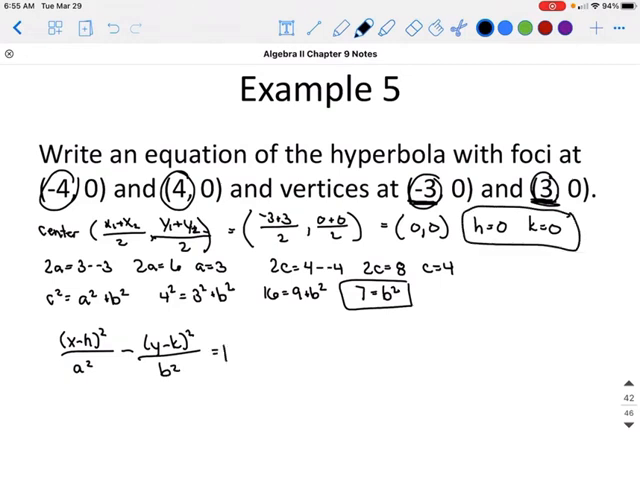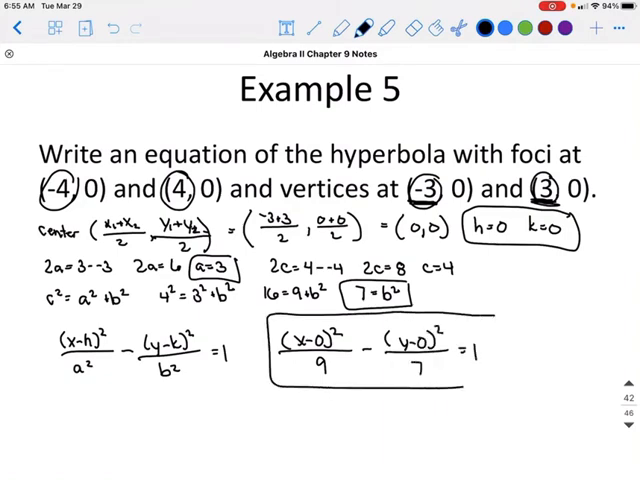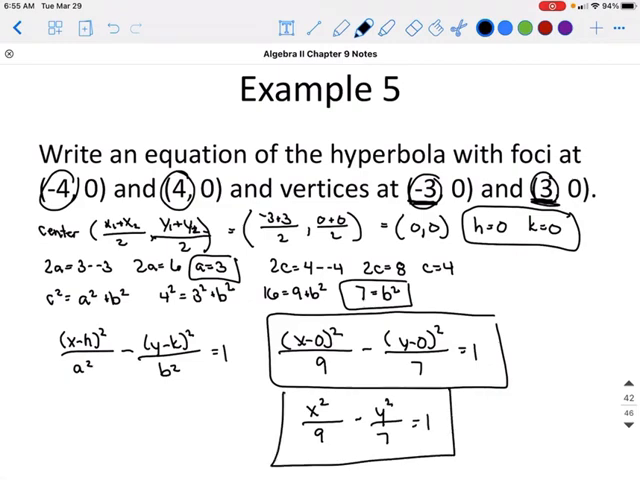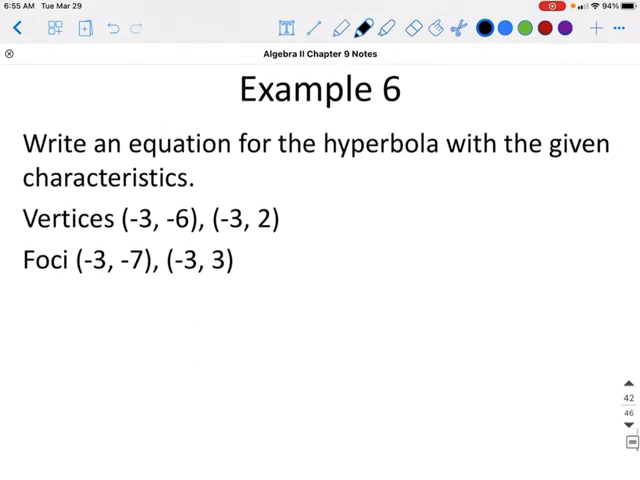So we have our h and our k, we have our a, and we have our b squared. Now we can write our equation. So we can write this as x minus 0 squared over 3 squared, which is 9, minus y minus k squared over b squared is equal to 1. Because our center is at 0, 0, if you would like, you can also write it in this form. Those are equivalent equations.